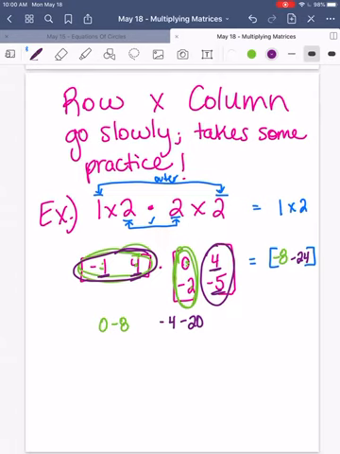I've done the first row times the first column, and then I've done that same first row to the second column. So I've multiplied all of my numbers. And so now I have a 1x2 matrix, and that's my final answer.